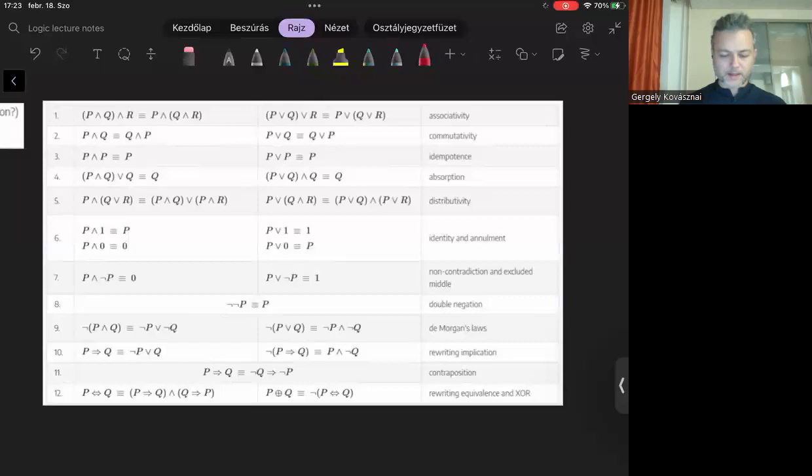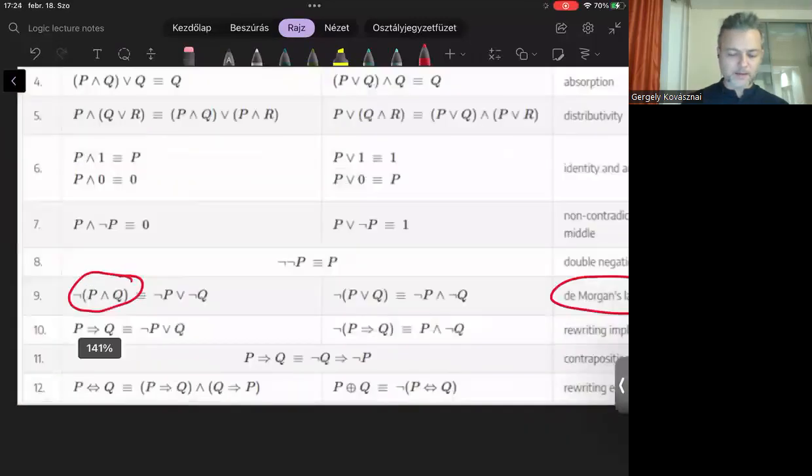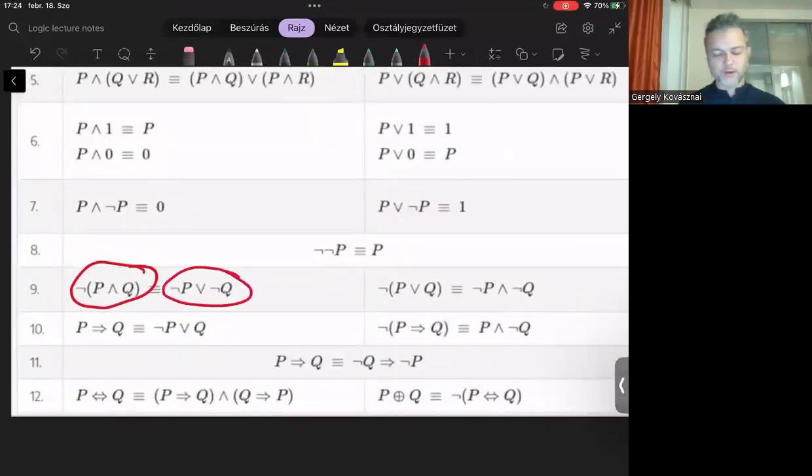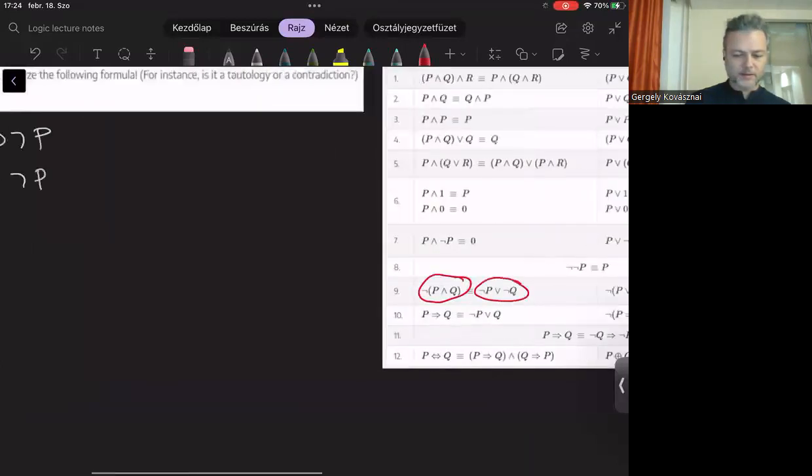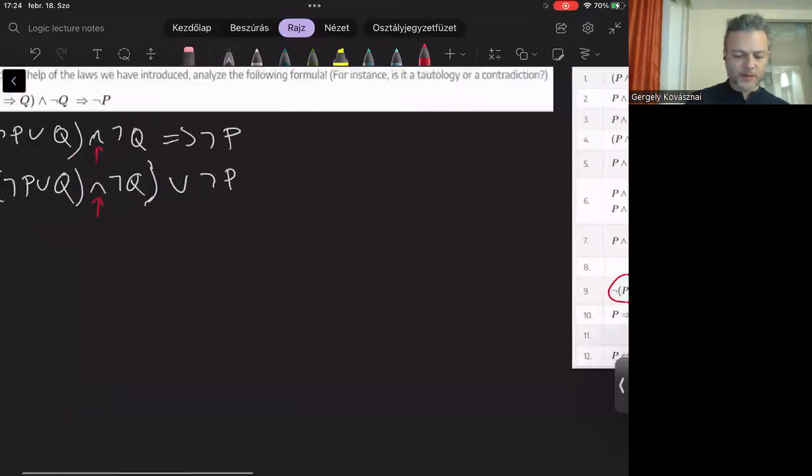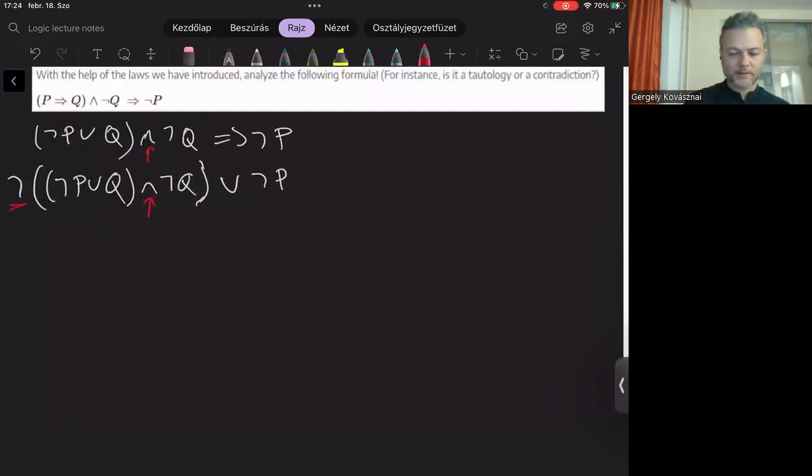Here it is. This is one of the so-called De Morgan laws. If you have a negated conjunction, then you can translate it to a disjunction, and meanwhile you have to negate both operands, P and Q. So again, you flip the conjunction to disjunction and negate both operands. Let's do the same here. So here we flip the conjunction to disjunction and negate both operands.